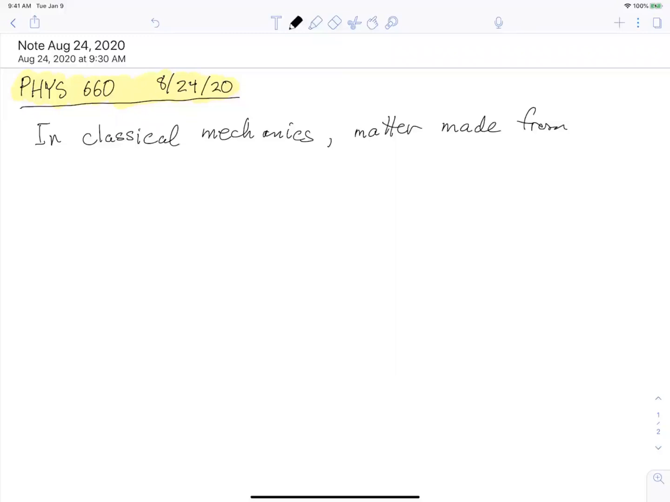Okay, so in classical mechanics, matter made from charged particles is unstable. Which sounds bad. To see why that's true, let's consider a classical hydrogen atom and see what will happen to it.